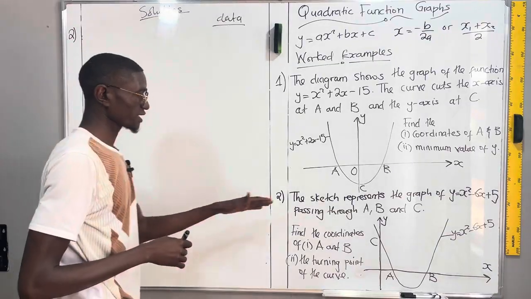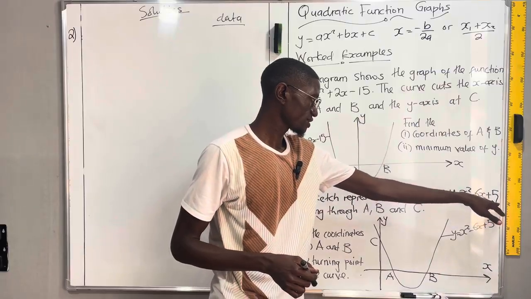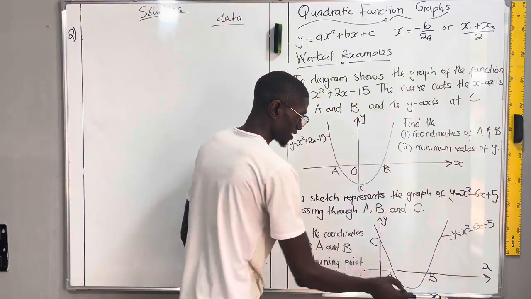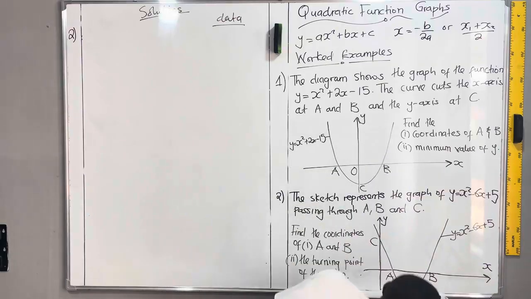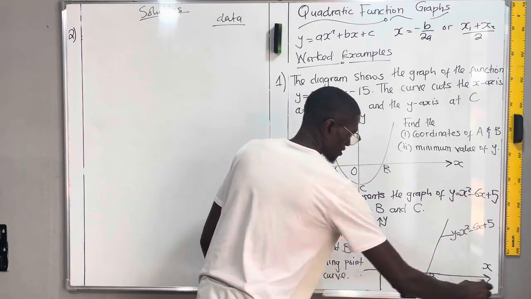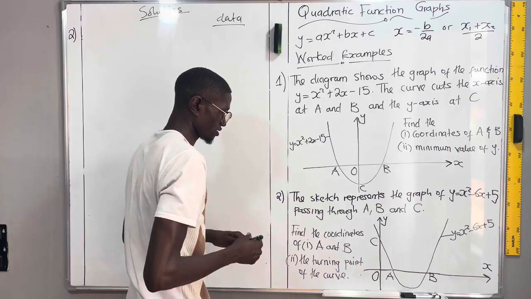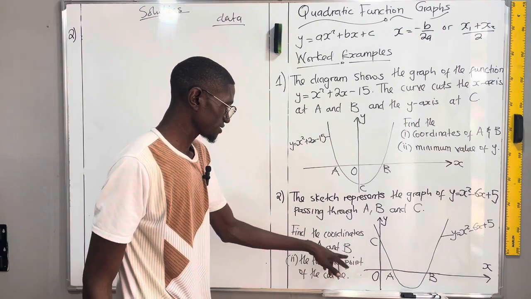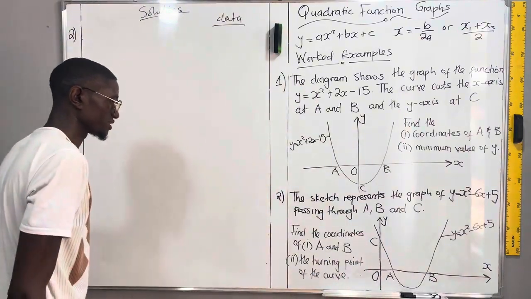The question says the sketch represents the graph of y is equal to x squared minus 6x plus 5 passing through A, B, and C. So this is the curve passing through A, B, and C, and here we have the equation of the curve indicated. That's our y-axis, that's our x-axis, and then we have our 0 here. The question says find the coordinates of Roman numeral 1, A and B. How do you find the coordinates of A and B?